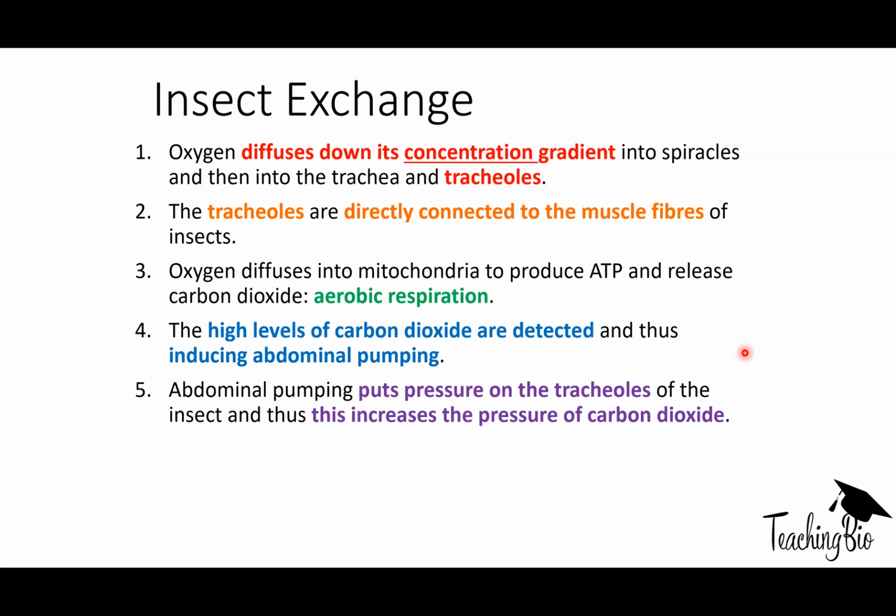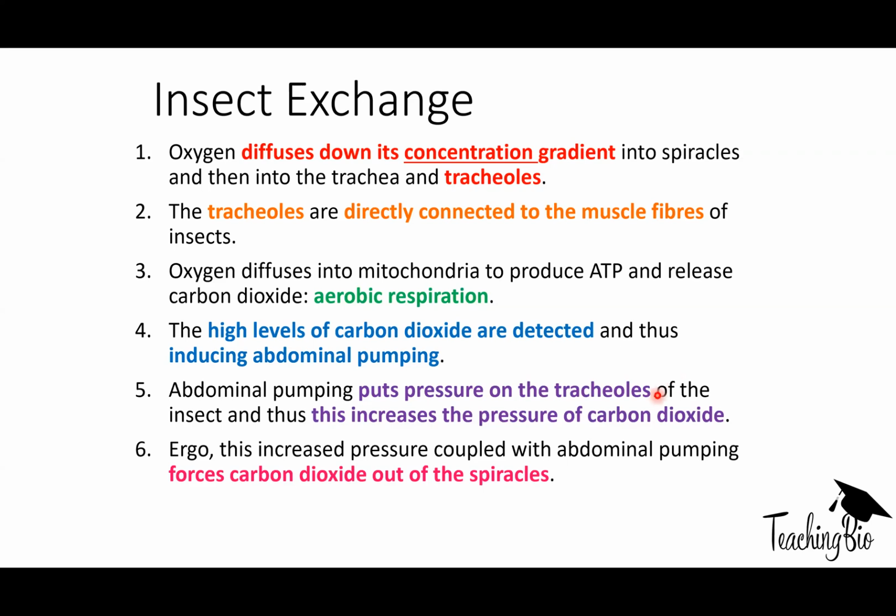pressure on the tracheoles. Okay, so it's squeezing the tracheoles, it's increasing the pressure of the tracheoles because it's contracting once those carbon dioxide levels are detected. As a result of that contraction, this will increase the pressure of carbon dioxide within those tubule systems. Okay, so we've squeezed the tracheoles, so we've increased the pressure. Because of that pressure being increased, we've created a pressure gradient. And as a result, this forces carbon dioxide out of the exchange system through the spiracles back into the atmosphere.